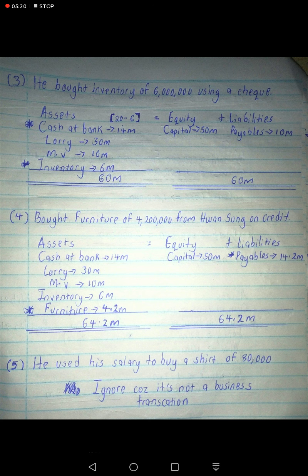The fifth transaction says he used his salary to buy a shirt of 80M. For this one, we are just going to ignore it because it's not a business transaction.